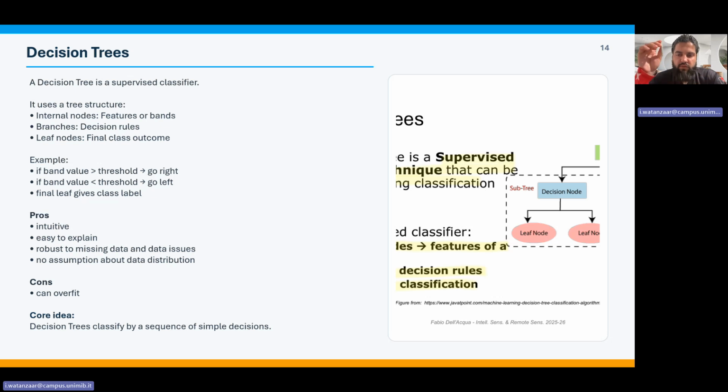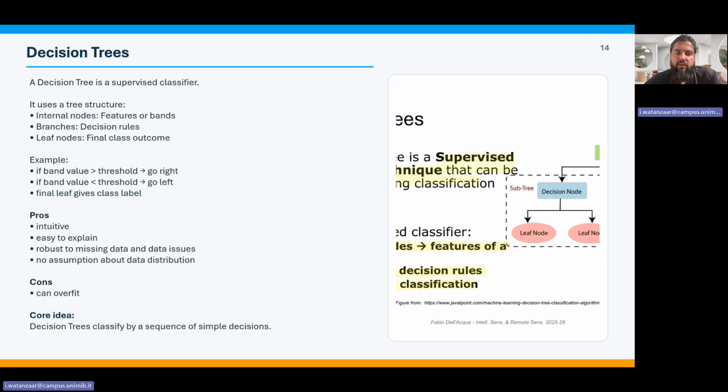As we come from the top, the internal node, which is exactly the feature or band, then on the branches we have the rule. Here the rule is this one. If that rule is matching, it should go this side or that side. Then we reach the leaves at the end. In the leaves, the final decision is made about the class. So this is the idea of the decision rule and how it works.